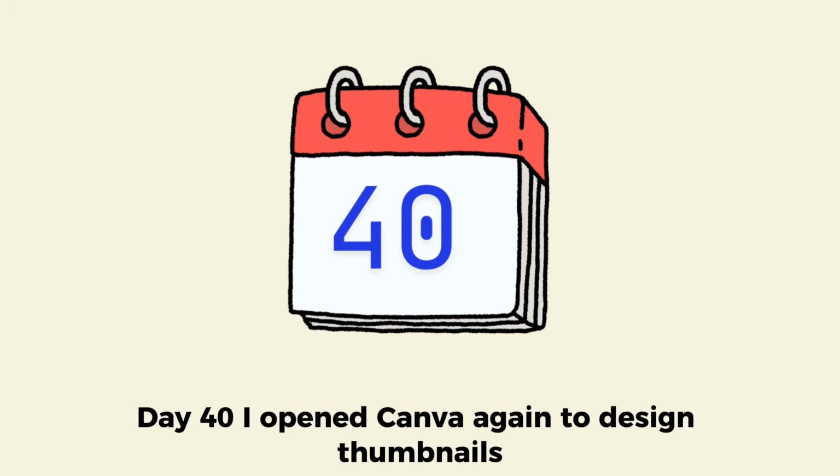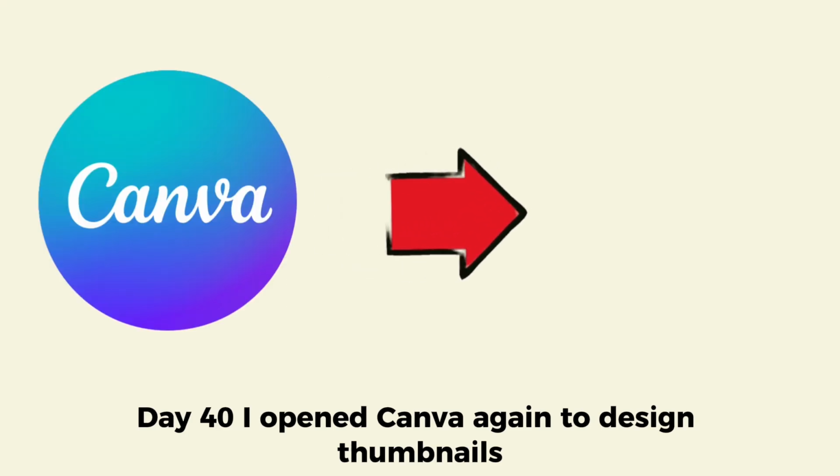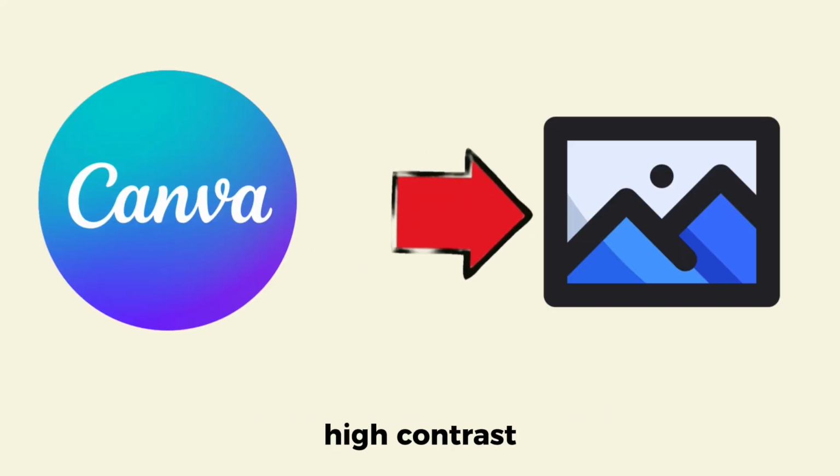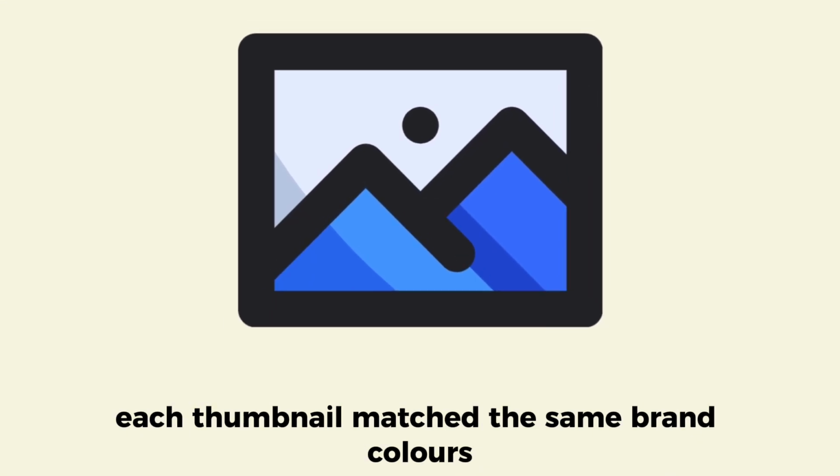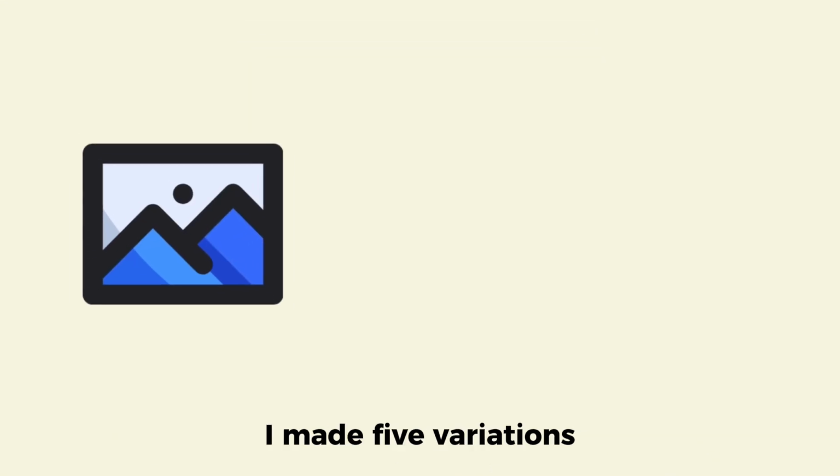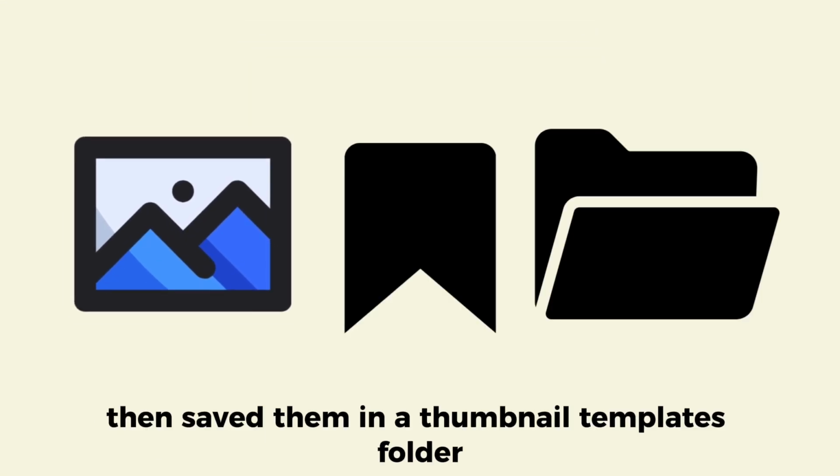Day 40. I opened Canva again to design thumbnails. Bold text, clear emotion, high contrast. Each thumbnail matched the same brand colors. I made 5 variations, then saved them in a thumbnail templates folder.